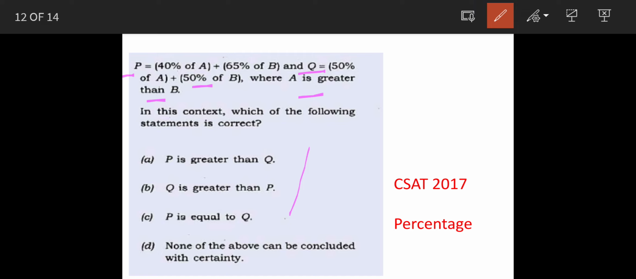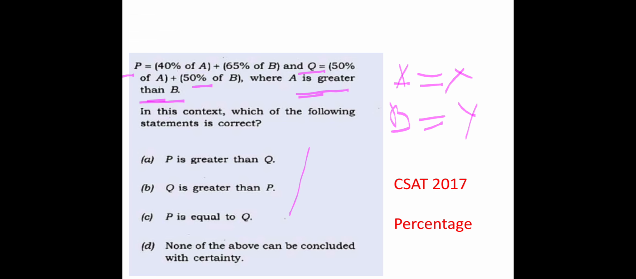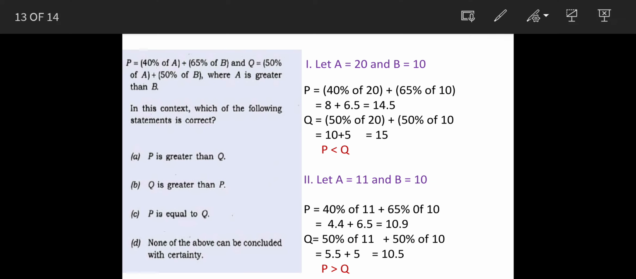In all such questions, you should assume suitable values of A and B in terms of whatever numbers as per the question. Here it is A is greater than B, so we'll assume some value where A is greater than B. No other restriction is given. So let's assume that A is 20 and B is 10.